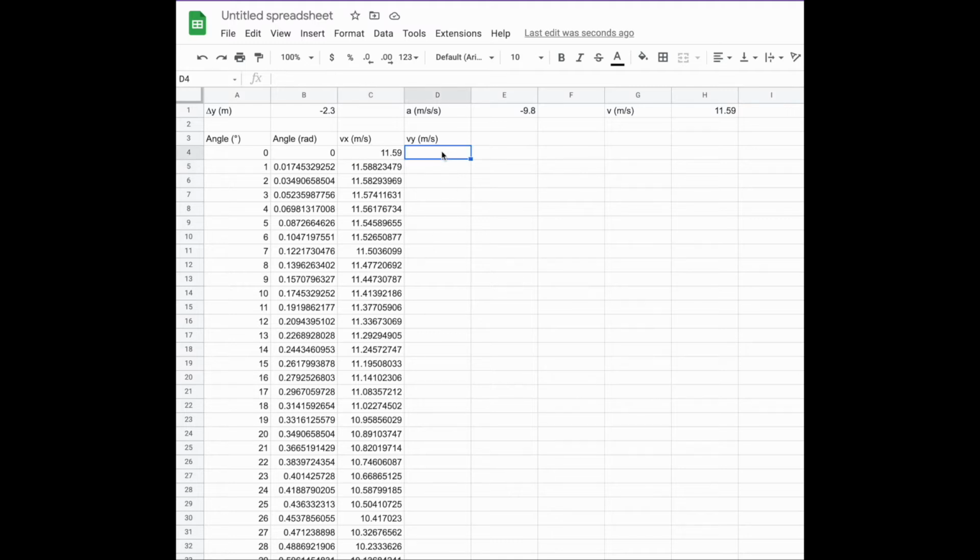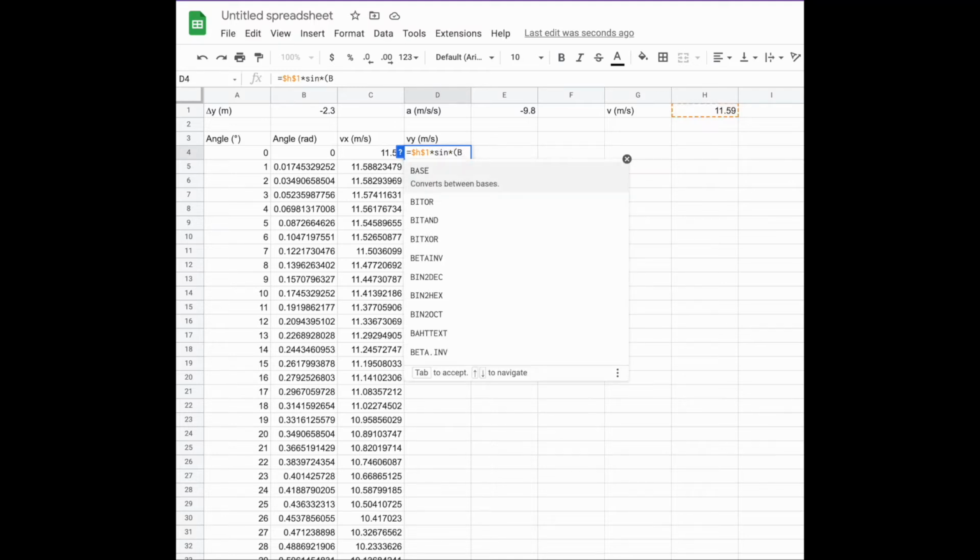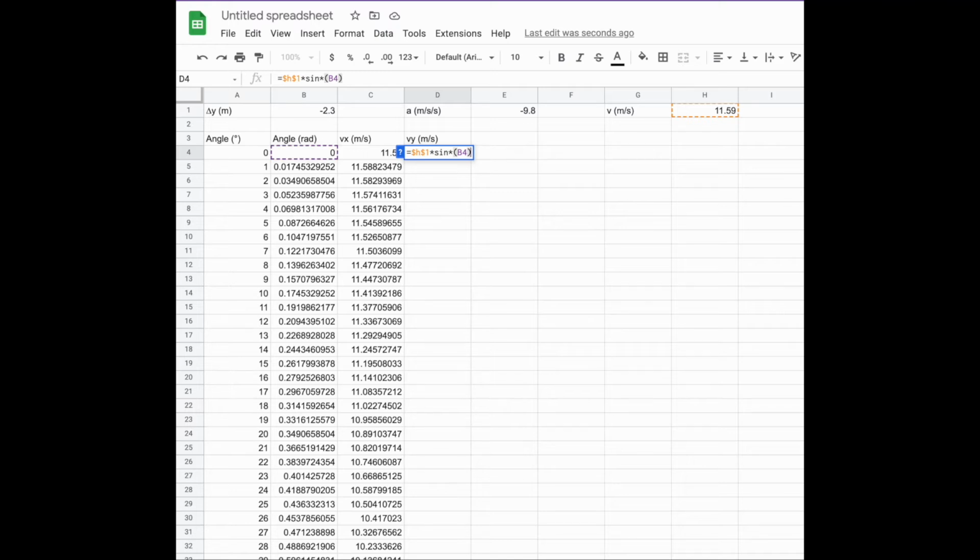Okay, we do the same thing for y, but for y we're going to use sine. So we type in the location of our velocity, which is $H$1. And this time we're going to multiply by the sine of angle B4. Okay, the sine of the angle which is found in B4. Okay, notice I put a multiplication sign in there. I was not supposed to. It is sine of B4.